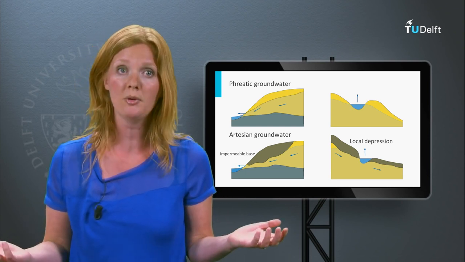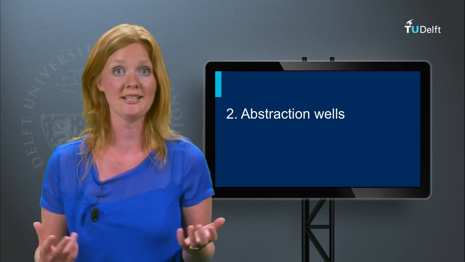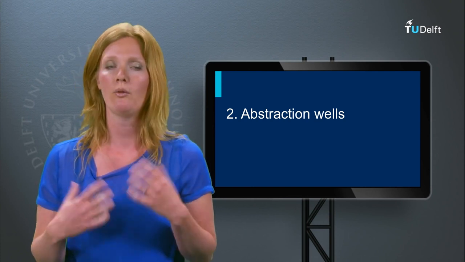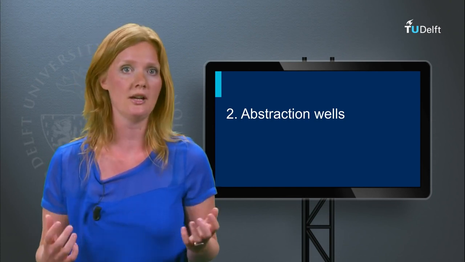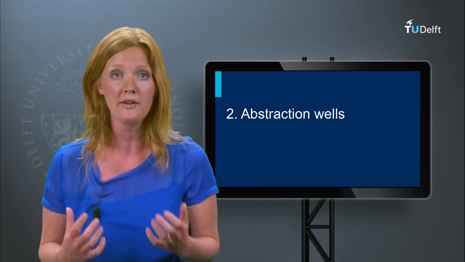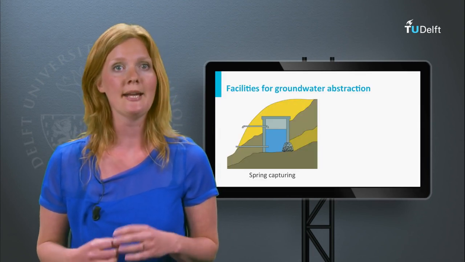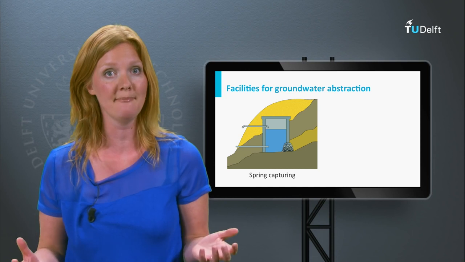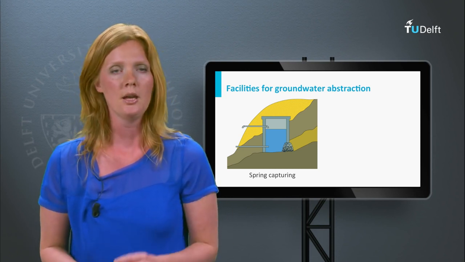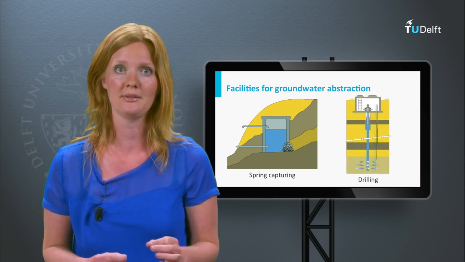But now, how do we get it above ground? Well, sometimes groundwater can surface spontaneously as a spring. And sometimes it has to be abstracted from great depths. For example, in the Netherlands, wells go down 200 meters, while in arid regions, wells are found deeper than 1,500 meters. Facilities for groundwater abstraction can be relatively simple for freely discharging groundwater, called spring capturing, but also almost as complicated as oil drilling at extreme depths.